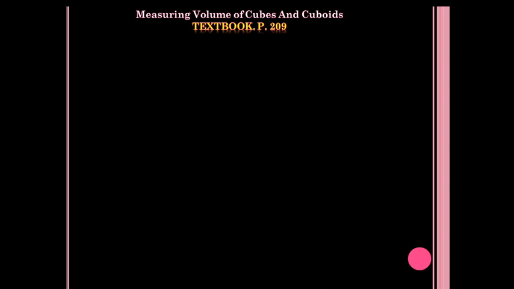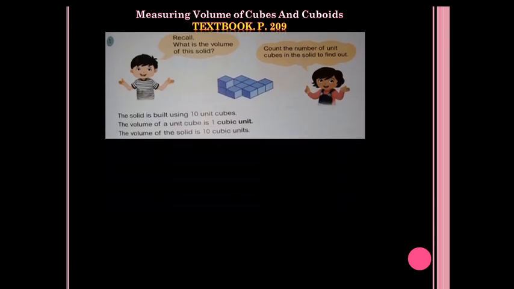Now, measuring volume of cubes and cuboids. Open your textbook, page 209. Okay, number one, recall: what is the volume of this solid? Count the number of unit cubes in the solid to find out. Let's count together. 1, 2, 3, 4, 5, 6, 7, 8, 9, 10. So the solid is built using 10 unit cubes. The volume of a unit cube is 1 cubic unit. The volume of the solid is 10 cubic units.